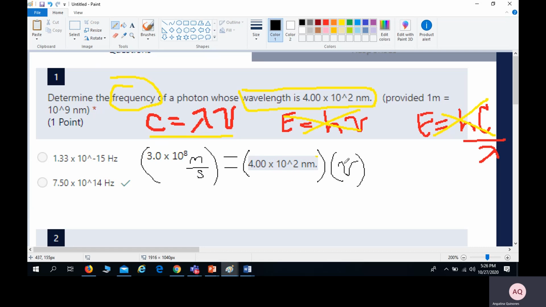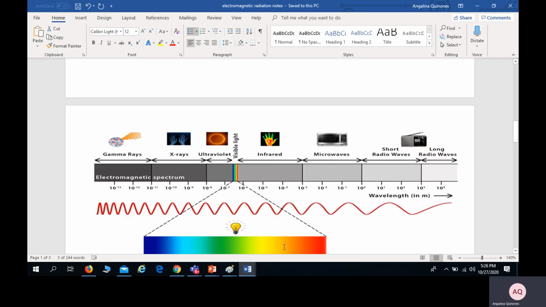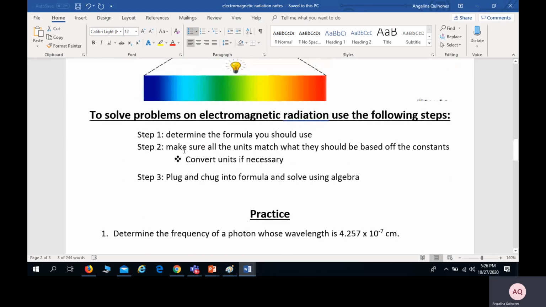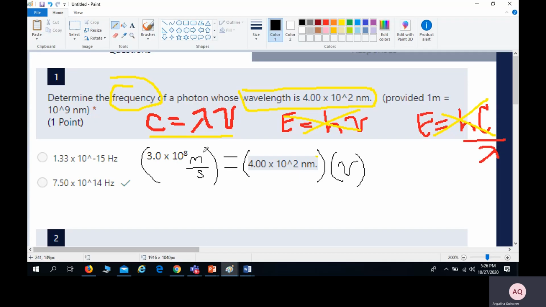So frequency. So step 2, if you remember in your notes, step 2 was make sure that the units match. So after we figured out our formula, we have to ask ourselves, this is meters, this is nanometers. They have to be the same. So because this is nanometers, I need to convert this to meters. Now normally I would tell you guys to go to your King Henry chart, but you guys actually don't know nanometers. It's not on your chart, so I gave you a conversion factor. The conversion factor is 1 meter is equal to 10 to the 9th, so this is 10 raised to the power of 9 nanometers, right?